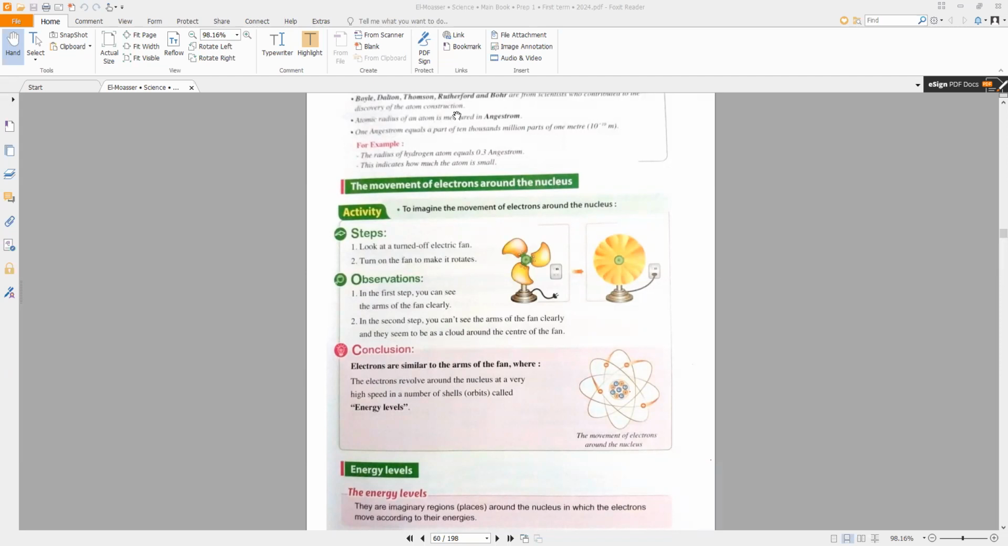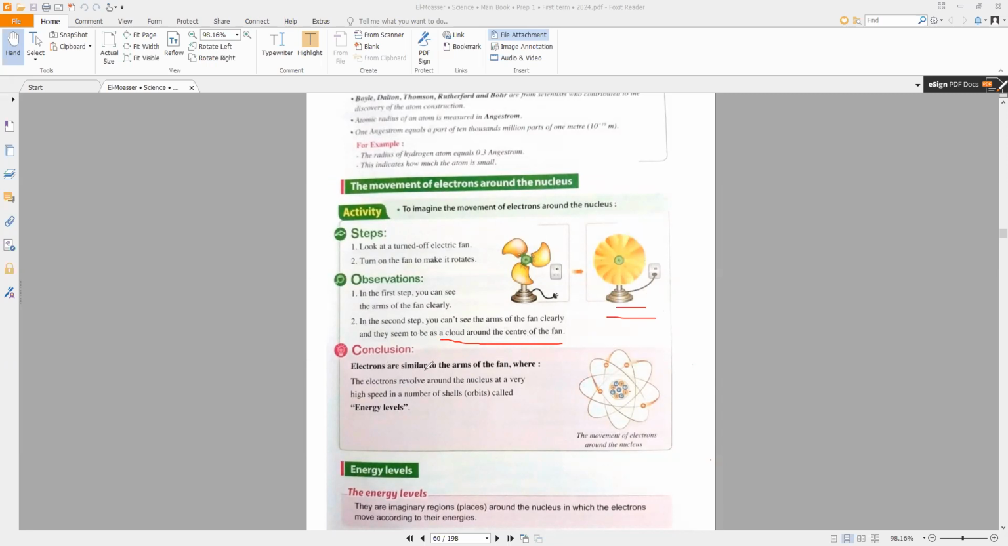After a time from turning on the fan, you can't see the movement of the arms clearly. You can see it as a cloud around the center of the fan. This form is like the movement of electrons around the nucleus.